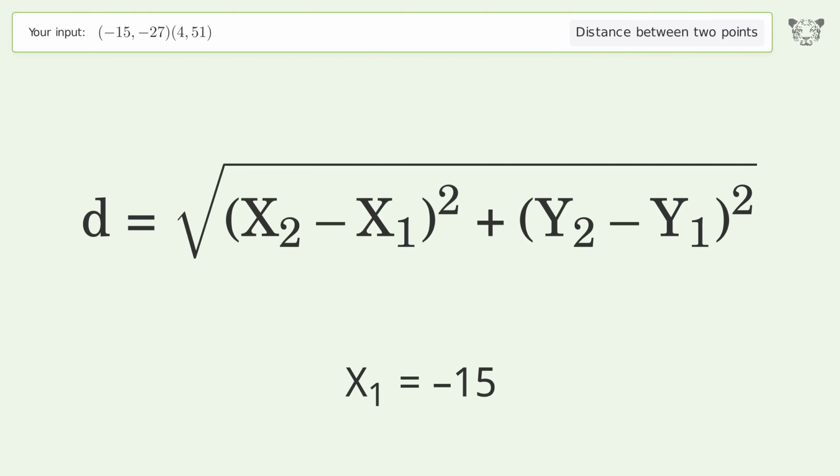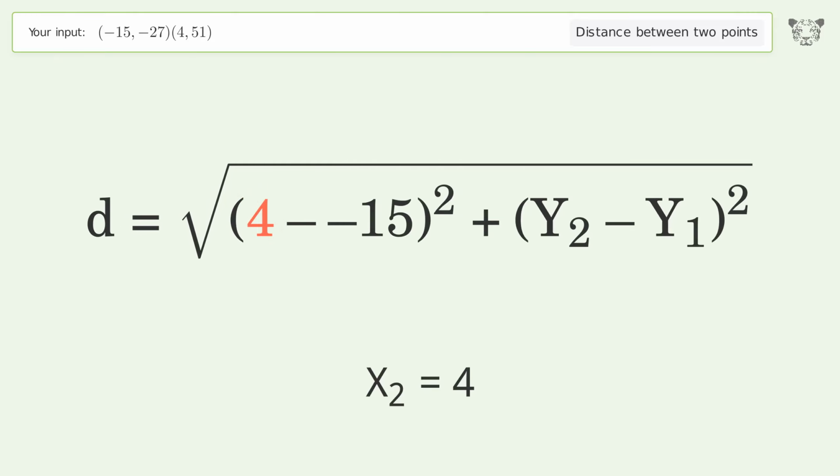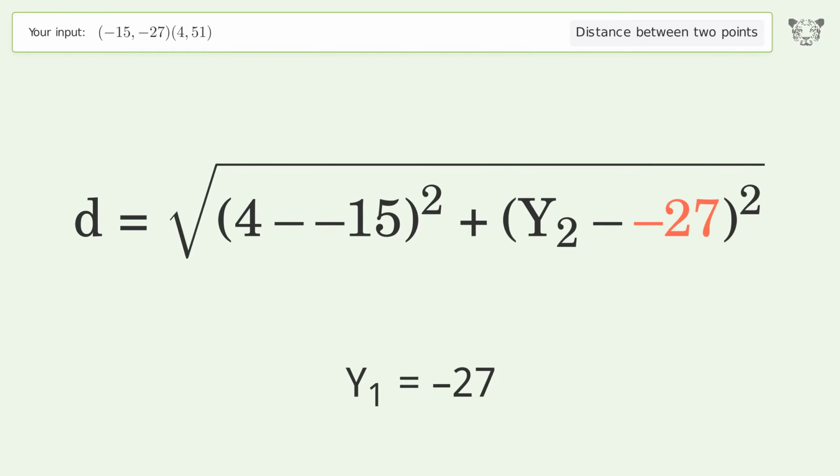x1 equals -15. x2 equals 4. y1 equals -27. y2 equals 51.